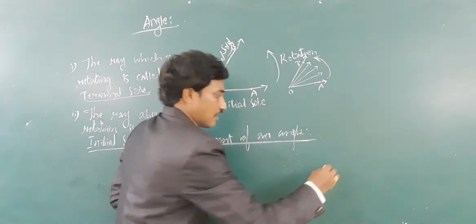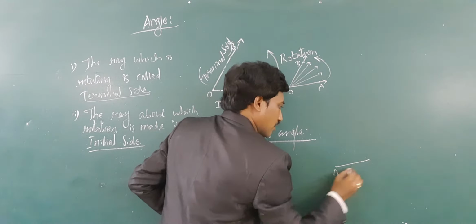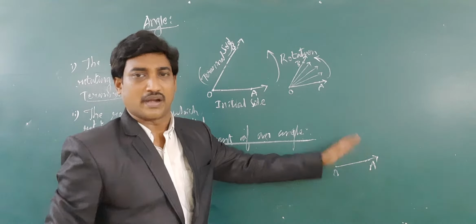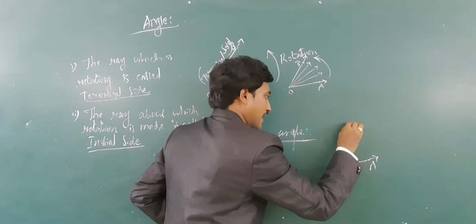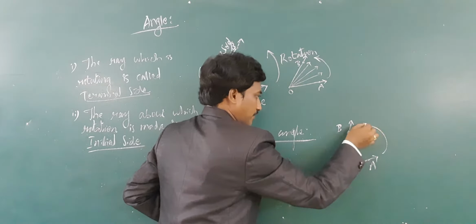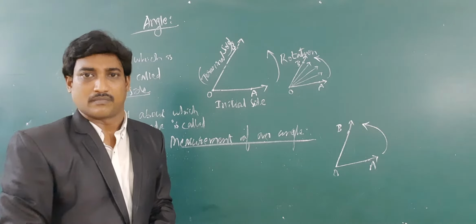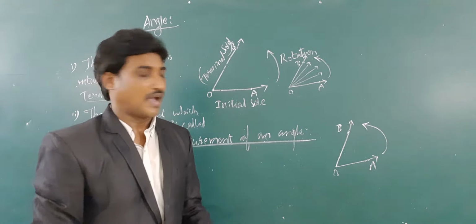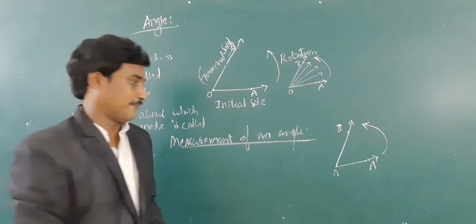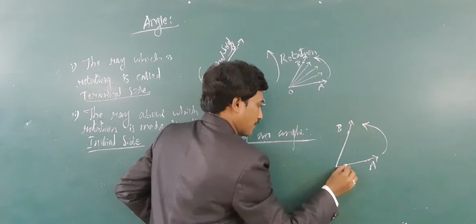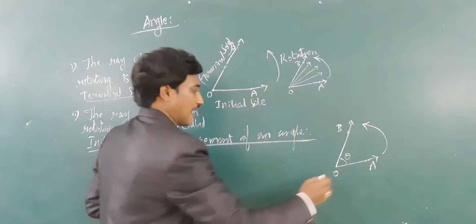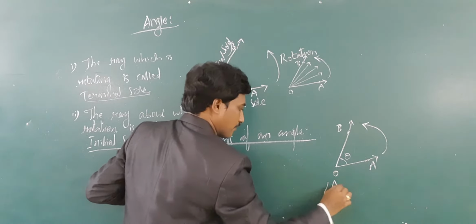Here OA is the initial ray, OB is rotated. After making a rotation, OB came to this position. The amount of rotation made by the terminal ray about the initial ray is called the measure of the angle. Here I am showing the measure of this angle as theta. We denote this as angle AOB is equal to theta.